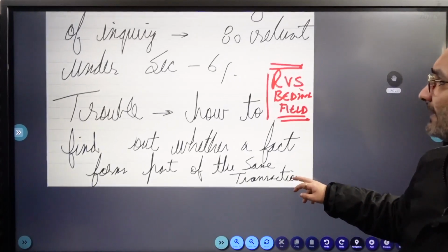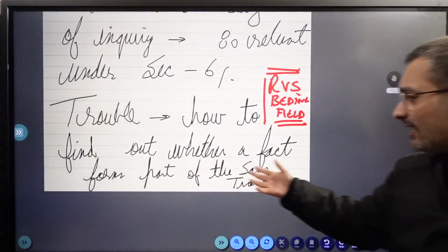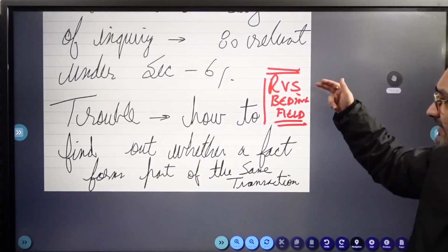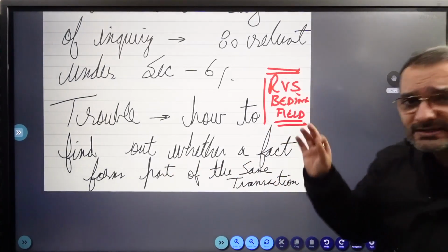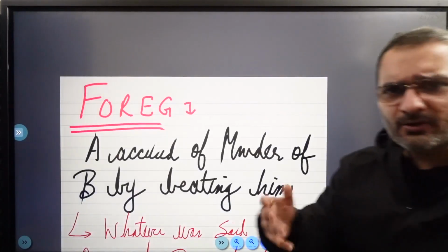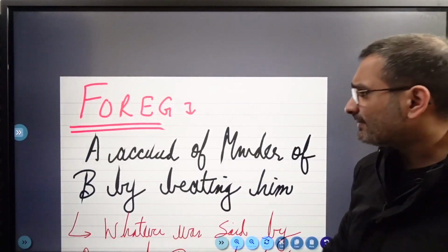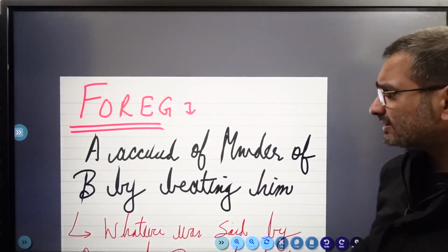राइट? So the trouble is, how to filter out or how to find out whether fact forms part of the same transaction. इस पे classic case law है. Again case law वाली इसमें ही करेंगे. R versus Bedingfield बस लिख लीजिए अपने notes के अंदर कि जब इस पे note वगैरह आपको लिखना हो, depending on whichever state the exam that you're taking, you need to basically write this case law, mention this case law.